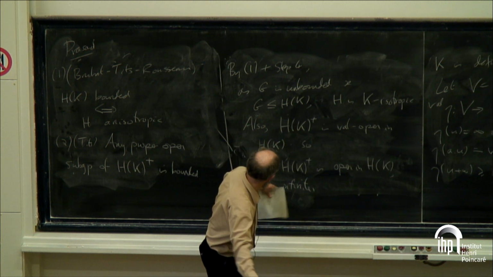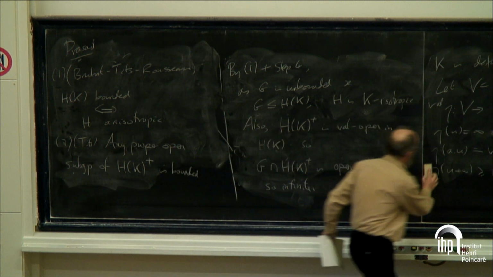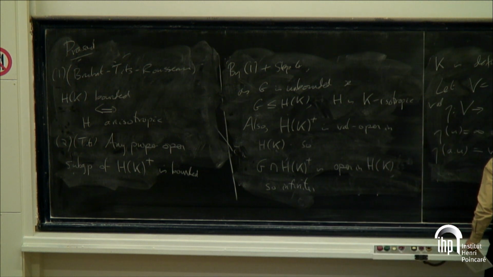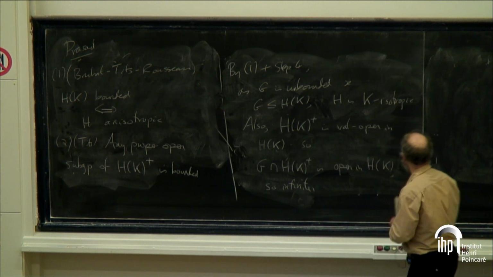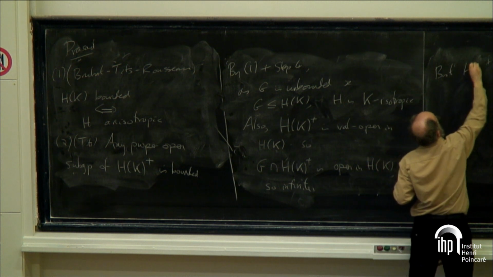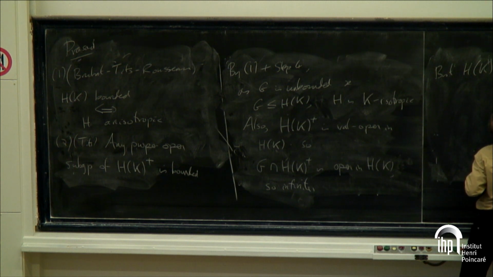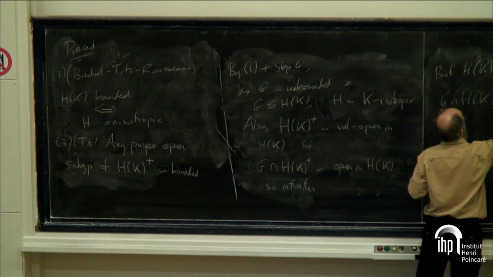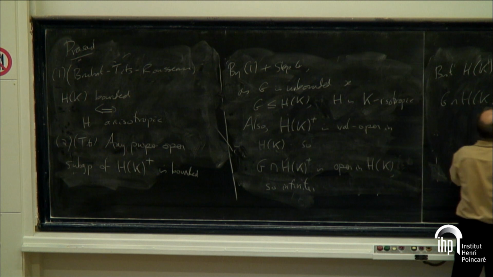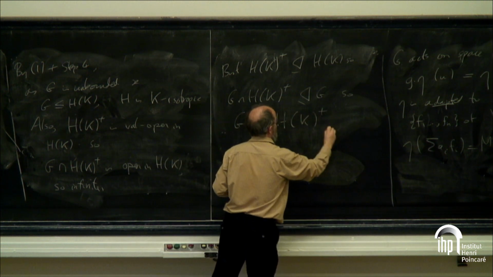But of course, H of K plus is normal in H of K, and so G intersect H of K plus is a normal subgroup of G, which is supposed to be simple apart from the finite center. So you obtain that G is inside H of K plus. That's the only way out.